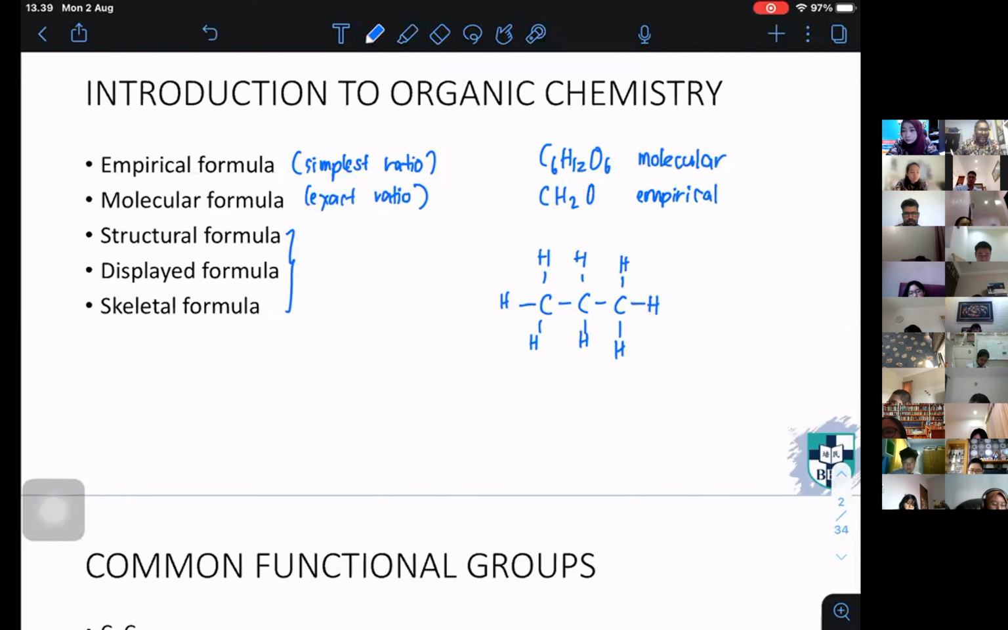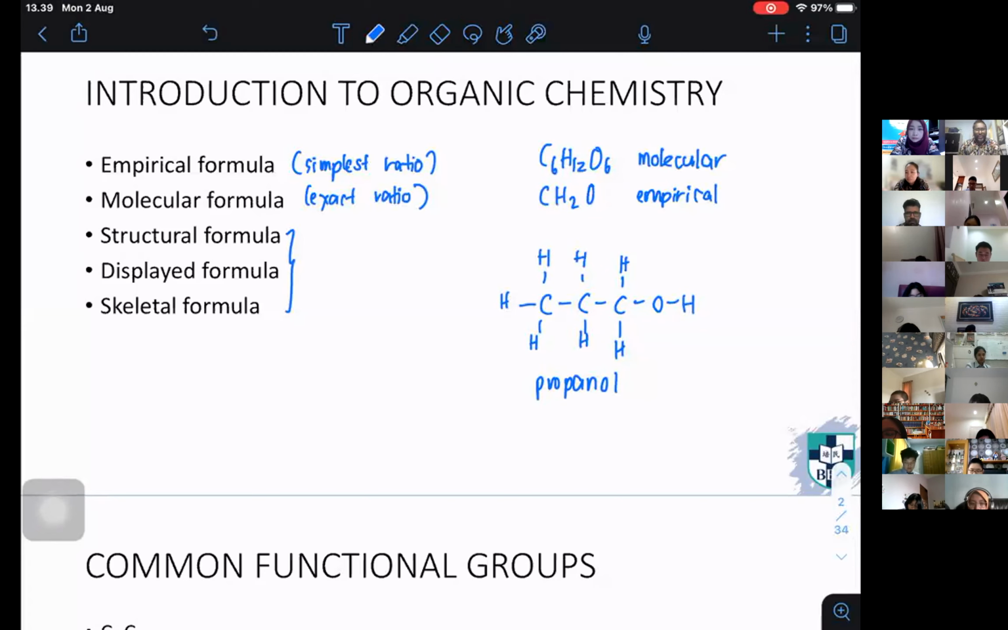If let's say I don't want to show propane, I suddenly want to just show propanol, how do I show it? This one maybe some of the students will make mistakes. When it comes to displayed formula, you need to show all the bonds. You cannot write OH like this. If they ask, you must write the O and the H with the bond shown. This is displayed formula.